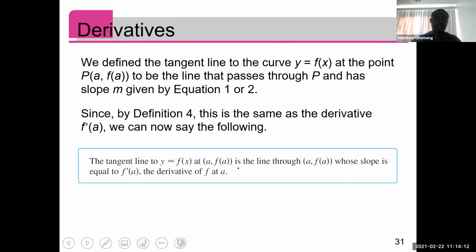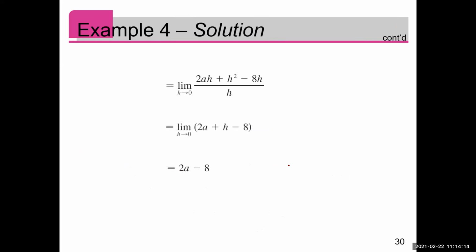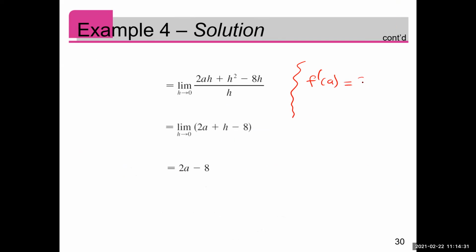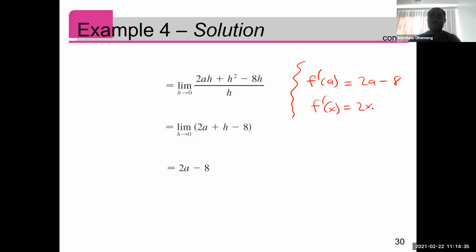Okay. Now, I have a question. So can you just replace x with a for the final answer? So it'd be 2x minus 8. Okay, that's a good question. Thank you, Anta. Because the question asks for f prime of a, you have to give 2a minus 8. If the question had asked for f prime of x, then you would write 2x minus 8.